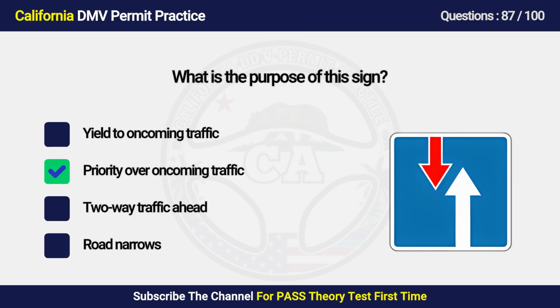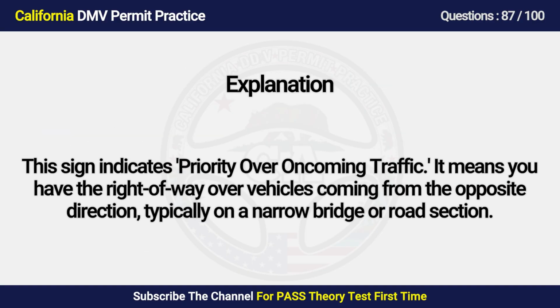Answer is B. Priority over oncoming traffic. This sign indicates priority over oncoming traffic. It means you have priority over vehicles coming from the opposite direction, typically on a narrow bridge or road section.